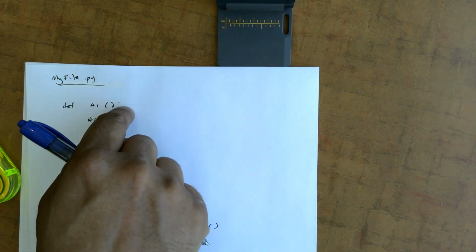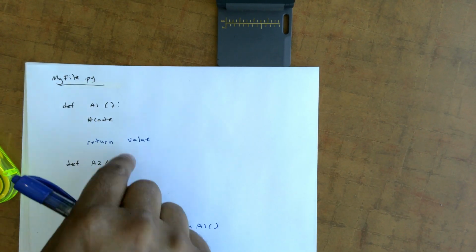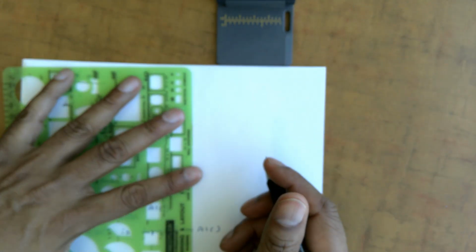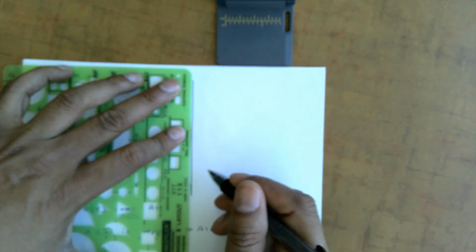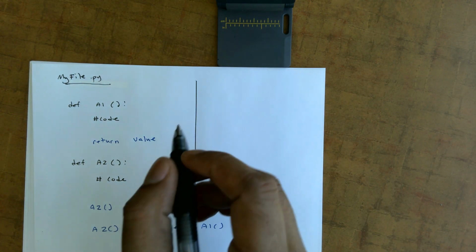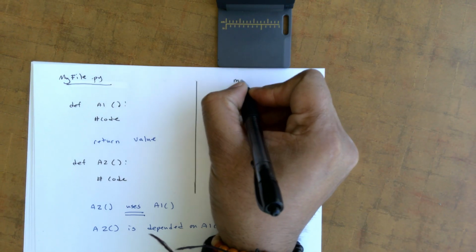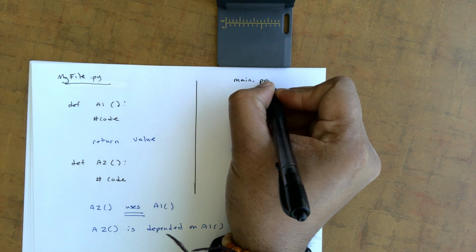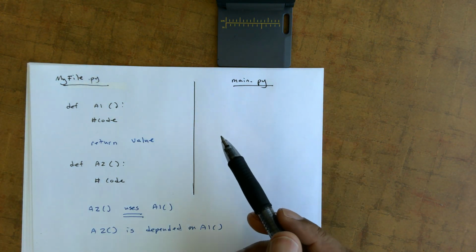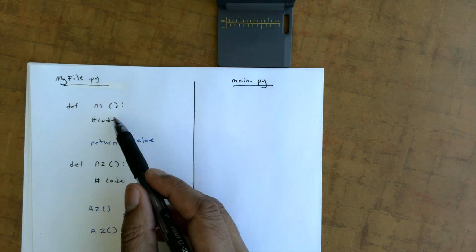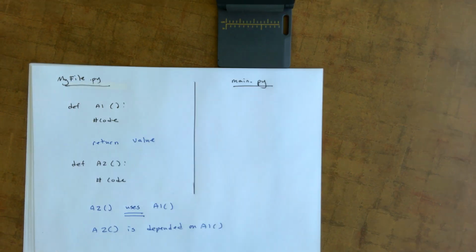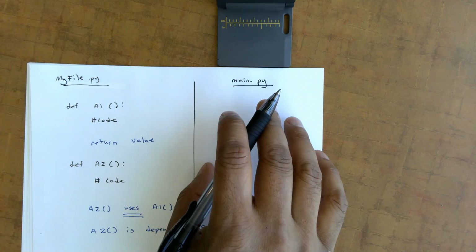Now the question is, how do I go from here to here? That's the relationship that's actually in your project 3. So how do I do that? Well, to create this relationship, I have something called main.py, and in main.py, I have to basically tie this into this. But how? How do I tie it?